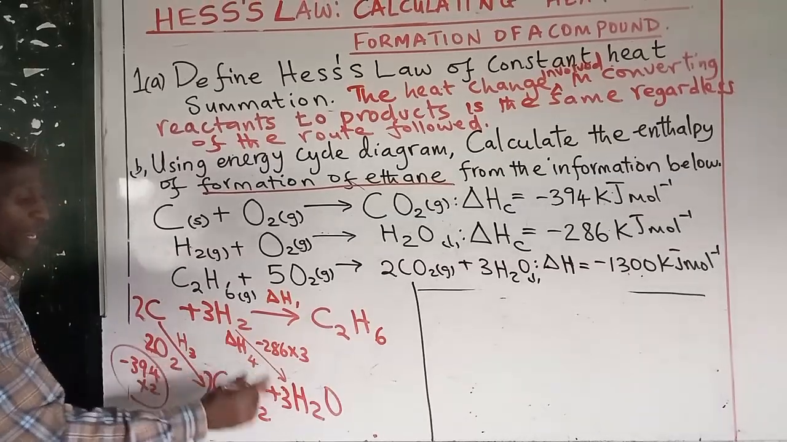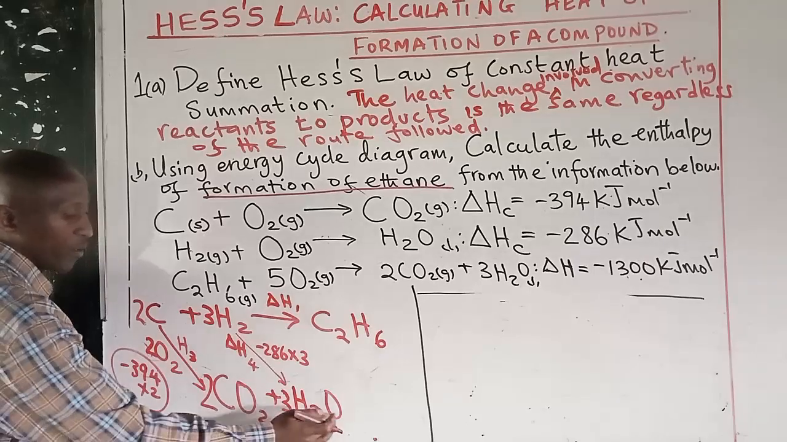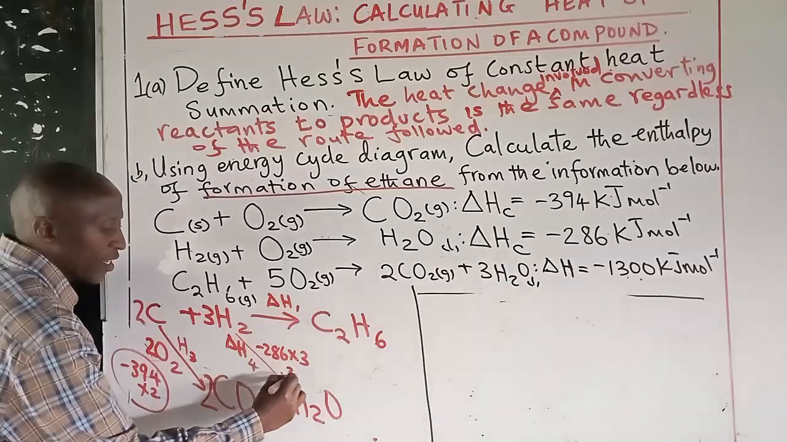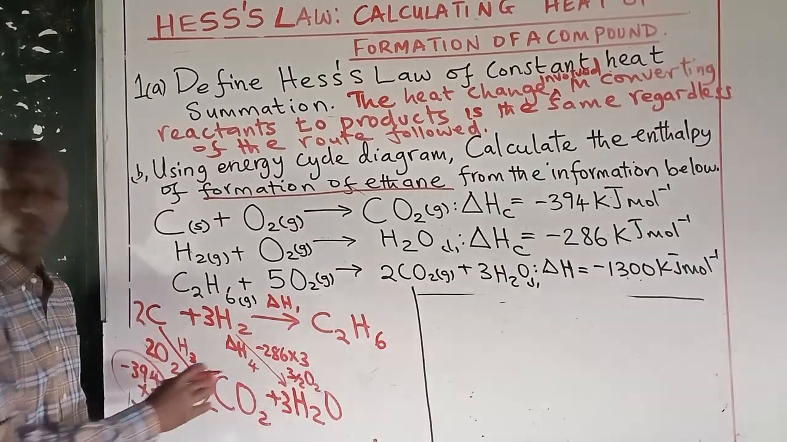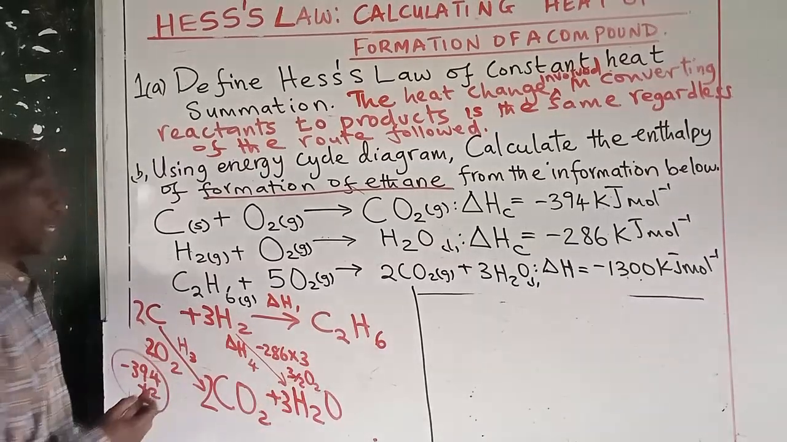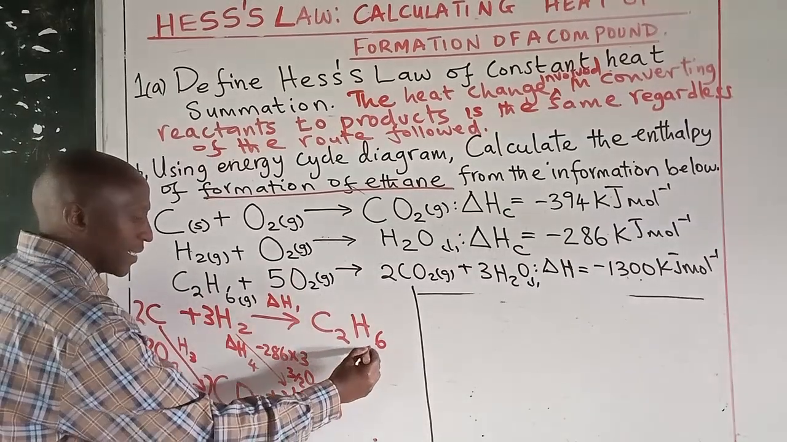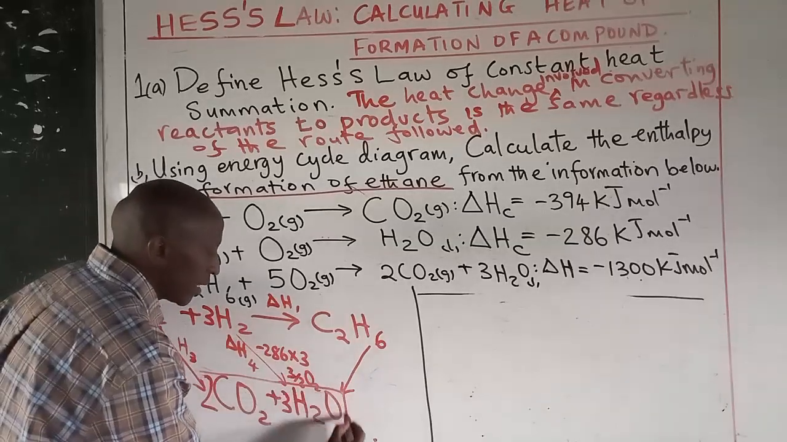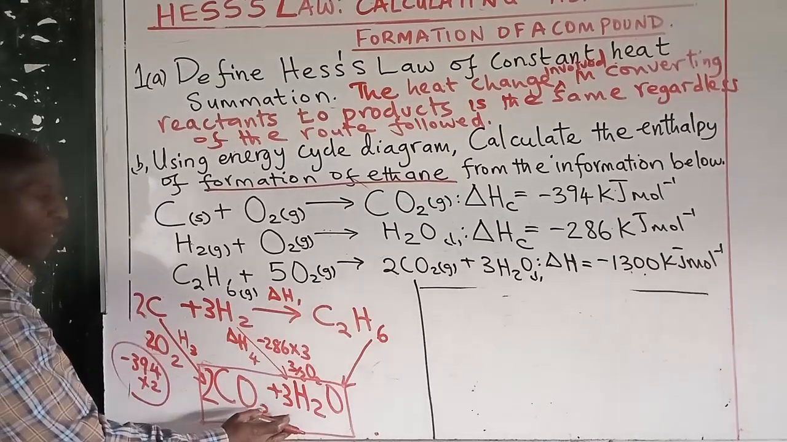We need also to balance the oxygens, and this one will require 3 moles, that is 3 over 2 moles of oxygen, 1.5 moles of oxygen. Now the final bit. When ethane undergoes combustion, it yields these two products. It is able to yield CO2 and water.